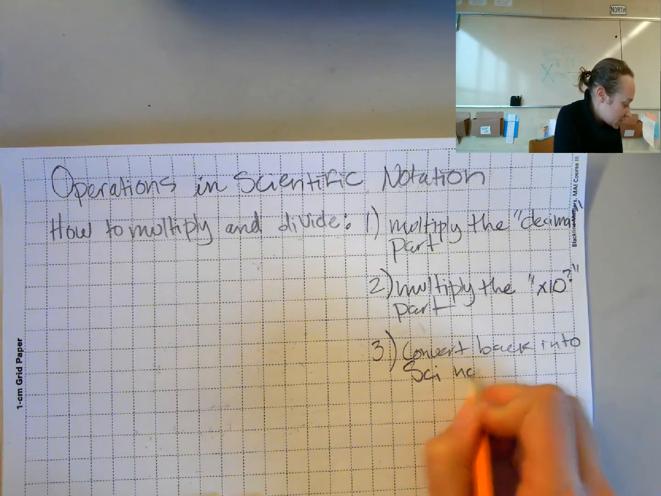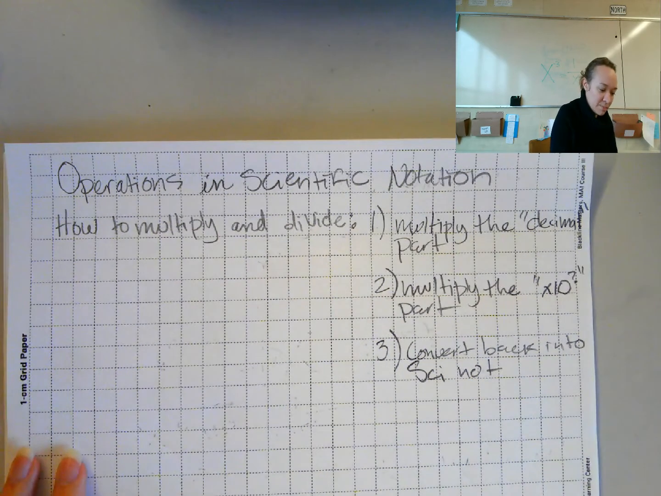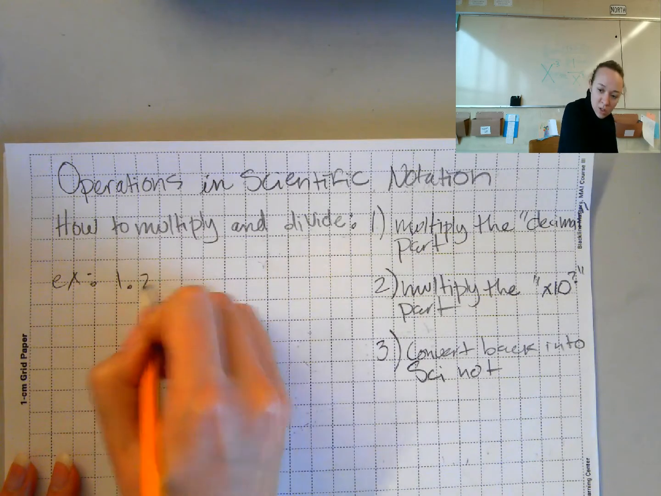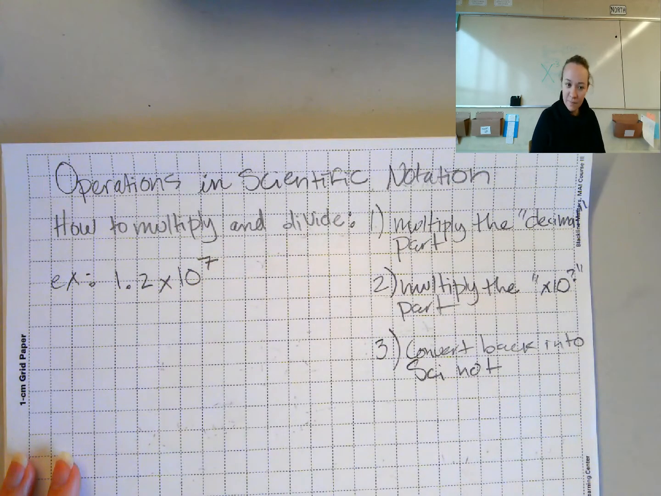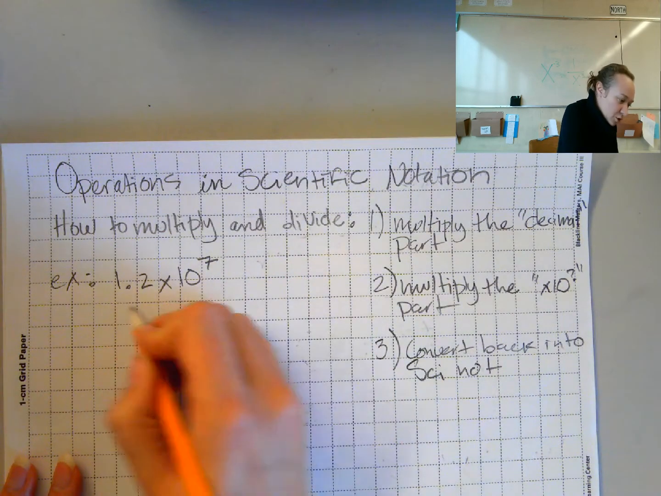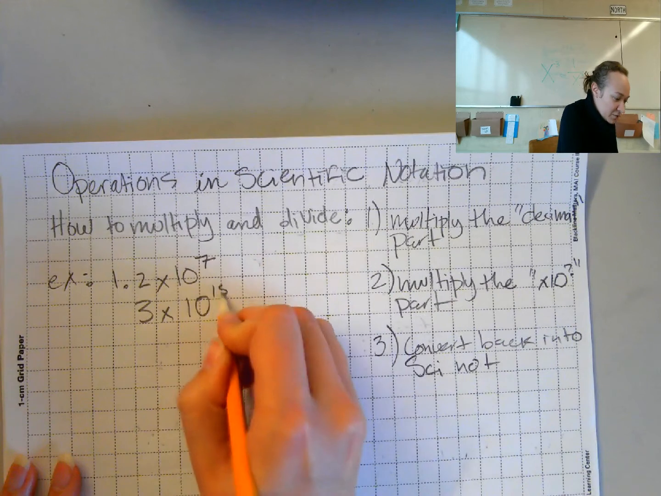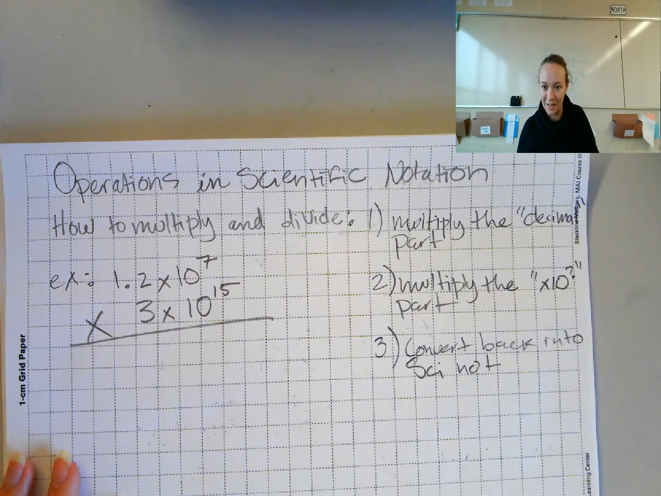All right, so let's do an example. Let's say that we are trying to multiply 1.2 times 10 to the power of 7 by 3 times 10 to the power of 15. Trying to multiply those guys. Ugly. So I'm going to do it step by step.